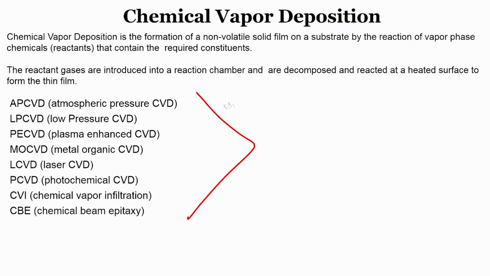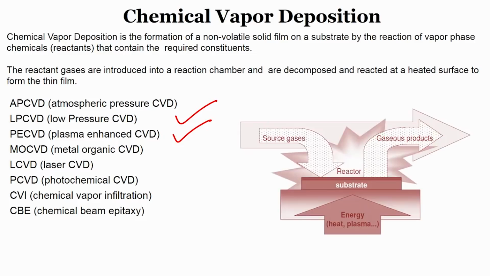What we have to see here is two CVDs, one is low pressure CVD, another one is plasma enhanced chemical vapor deposition. So, low pressure CVD is nothing but low pressure chemical vapor deposition, plasma enhanced is plasma enhanced chemical vapor deposition. These two we will see, and we will see which one we can use when.